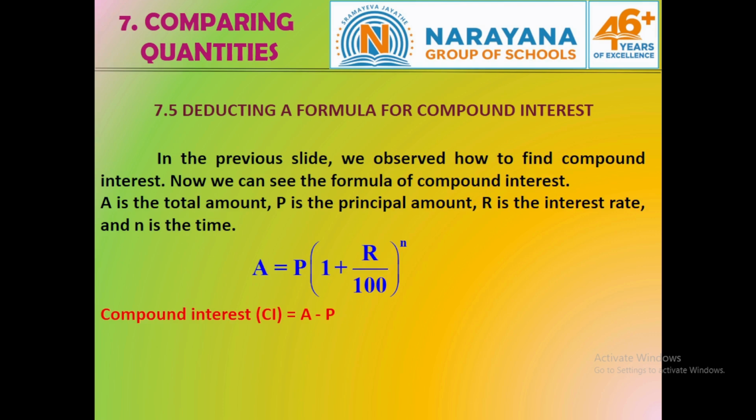time period. So in simple interest, first we get interest. Then by adding interest to the principal, we get the total amount. But here in the compound interest, we are getting the total amount directly. If you want to find only the compound interest, subtract the principal amount from the total amount, and we'll get the compound interest.